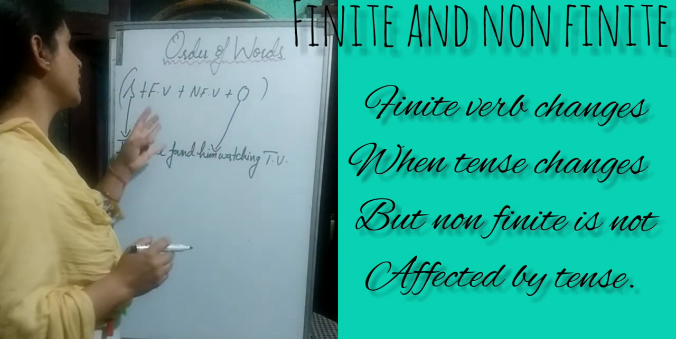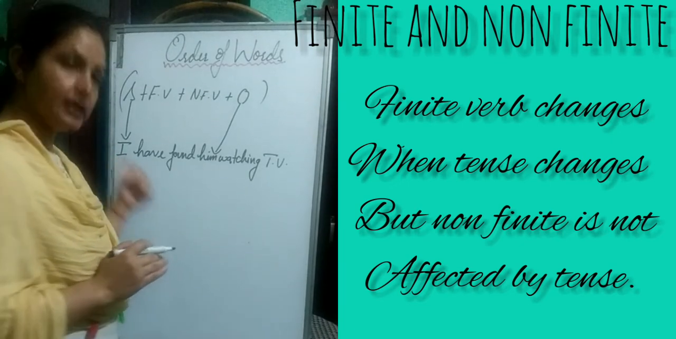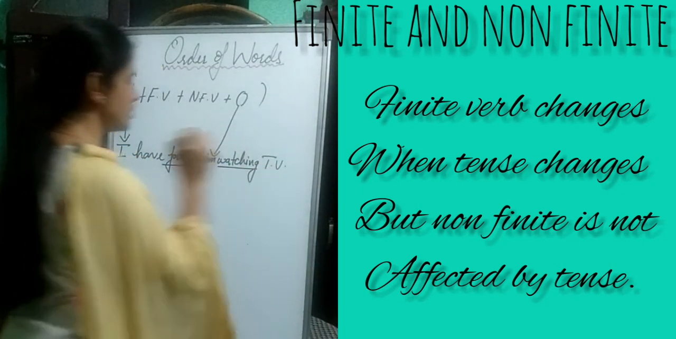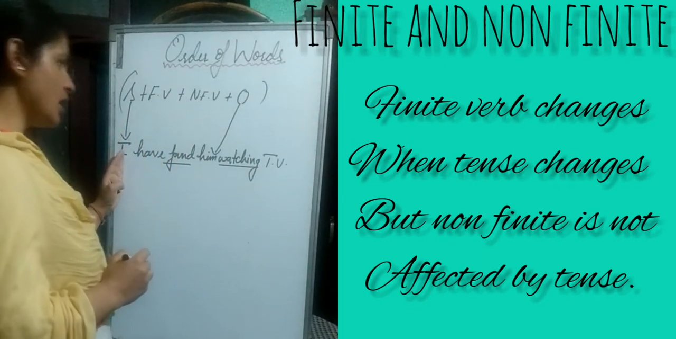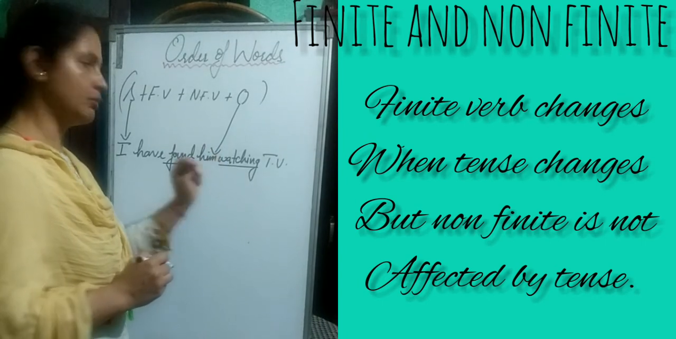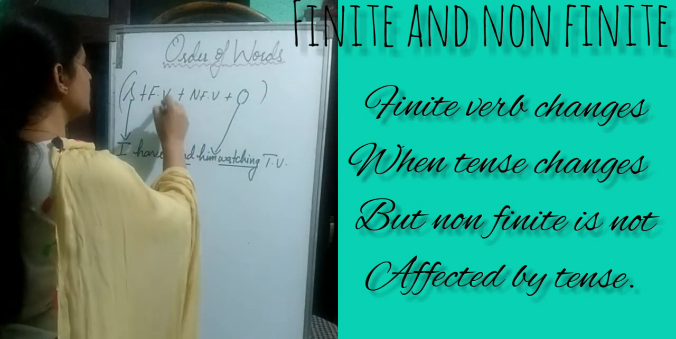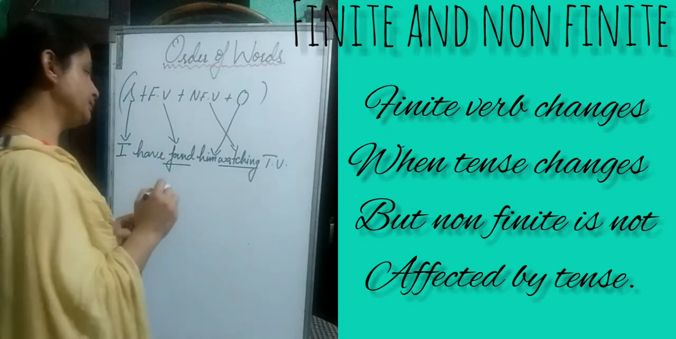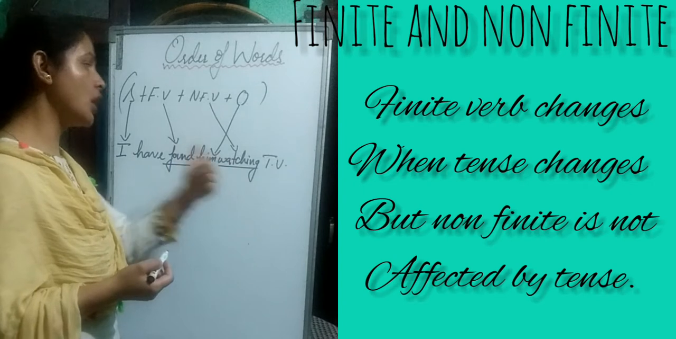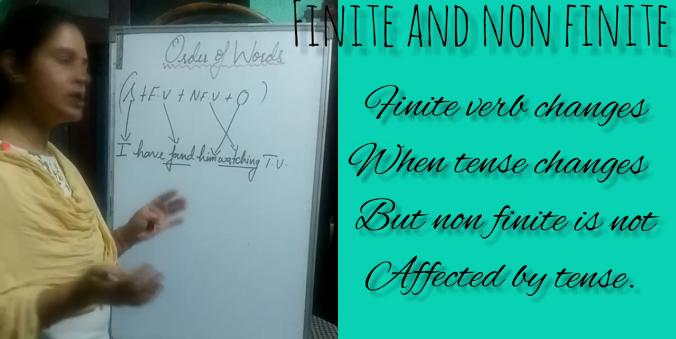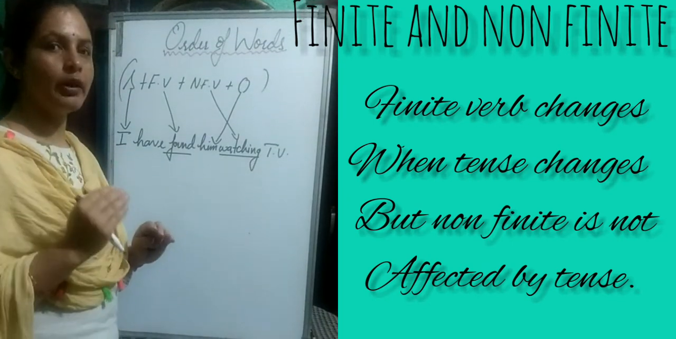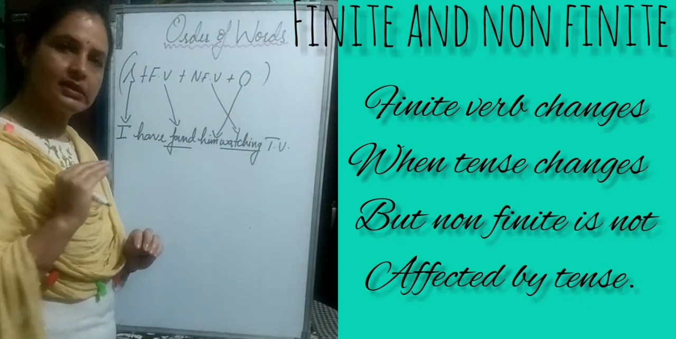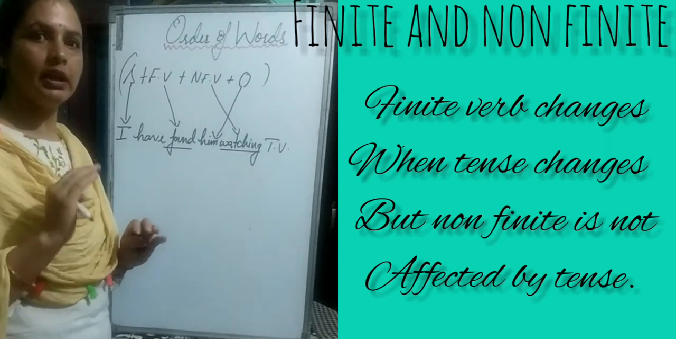Now here we have finite and non-finite verbs also, because in this sentence there are two works. Okay, which are those two works? Found and watching. Okay, this work of found is done by I, and this work of watching television is done by him. So this found is a finite verb and this watching is a non-finite verb. Okay, and how is it a finite verb and how is it a non-finite verb? For general information, children, a finite verb changes according to the changing of tense, and a non-finite verb remains the same. Okay, it does not make any change.